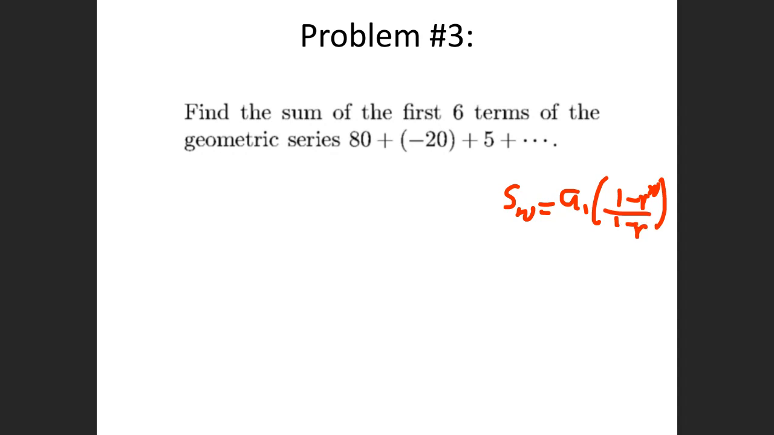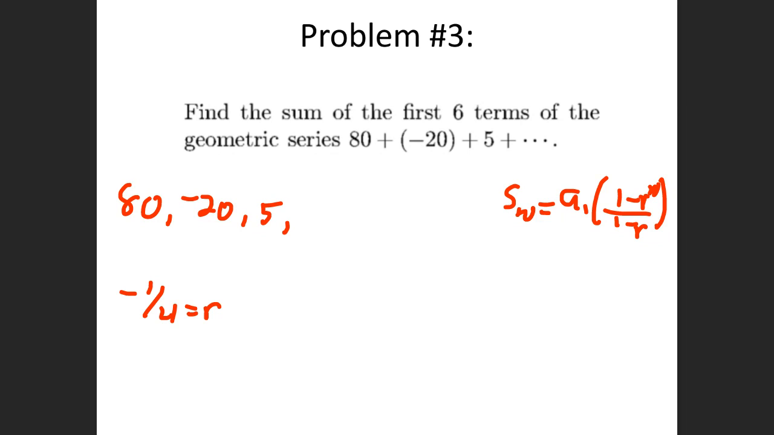Okay, so 80, negative 20, 5. What would be the next number here? What are we doing to get to the next? We're dividing by 4, right? So our value would not be negative 4, because negative 4 means that I'd be multiplying by negative 4. Negative 1/4 is my r value.